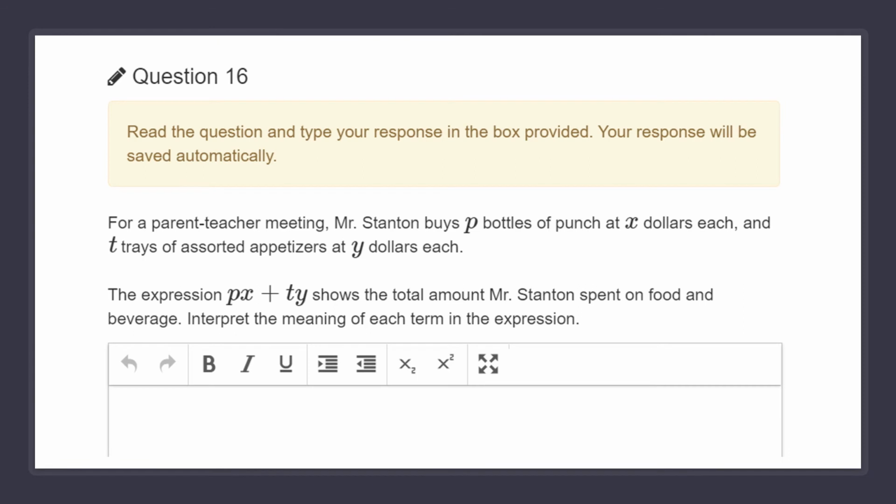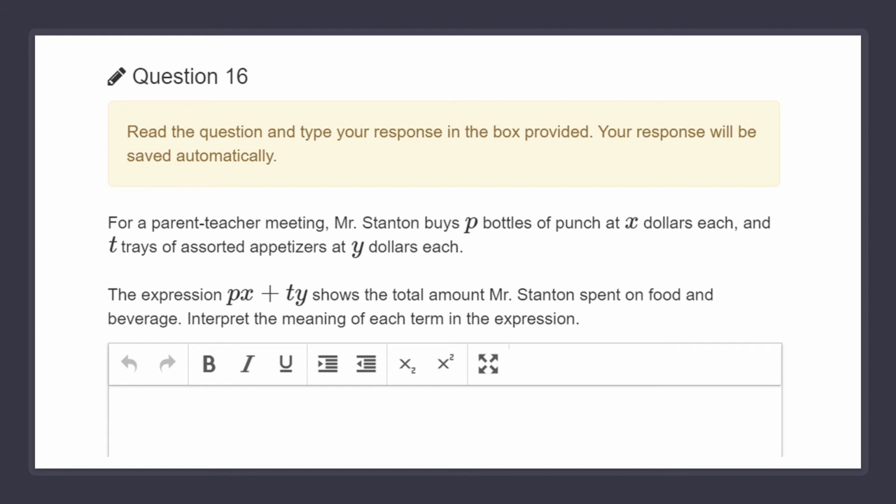All right, another interpretation problem. For a parent-teacher meeting, Mr. Stanton buys P bottles of punch at X dollars each and T trays of assorted appetizers at Y dollars each. The expression PX plus TY shows the total amount Mr. Stanton spent on food and beverage. Interpret the meaning of each term. Be careful, it doesn't say each variable, it says each term.